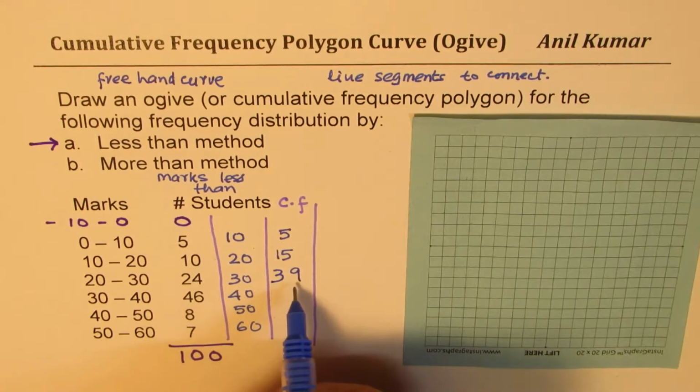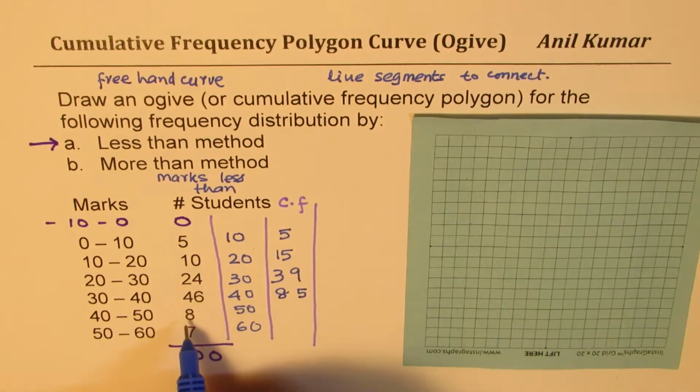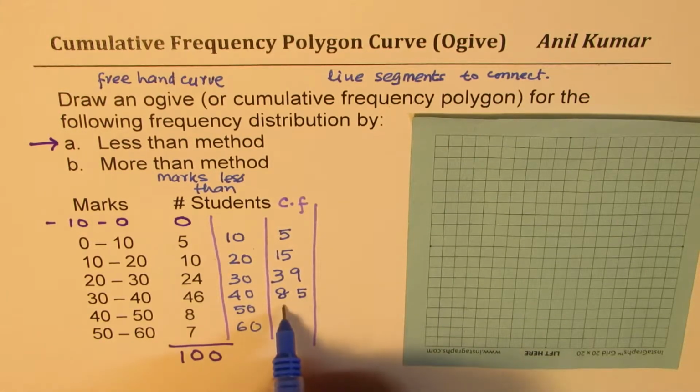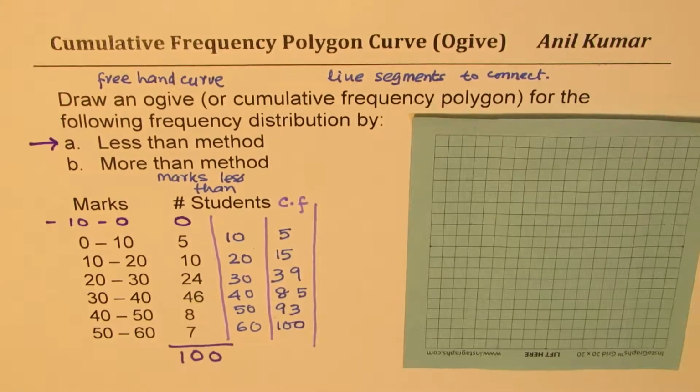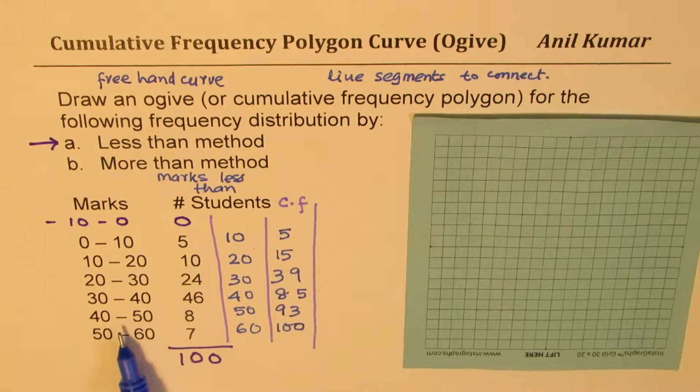Add 46 to 39, so you get 85. And then you add 8 to 85, so you get 93. And then you add 7 to 93, you get the total number of students, 100. Is that clear to you? So what you've done here is you have created a cumulative frequency column from the group data given to you.